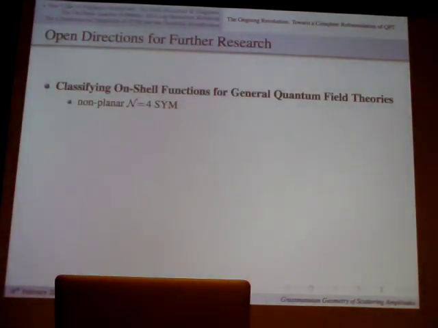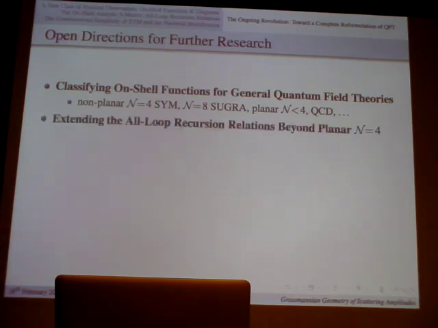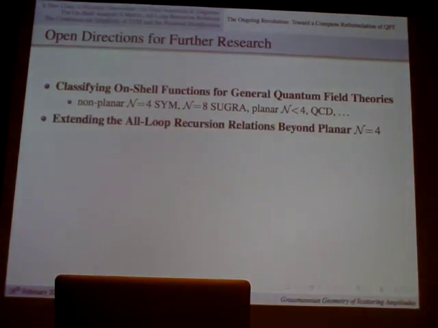So there are so many obvious directions to go forward, and many of them I didn't even have time to talk about. But from the very beginning, the most natural question from this talk is just to study this class of functions in a more general theory. We know that this correspondence exists. We just don't know much about how to characterize things, or how to characterize the identities. All the power that we have in planar N equals 4 becomes more complicated. Another direction is extending the all-loop recursion relations beyond planar N equals 4.